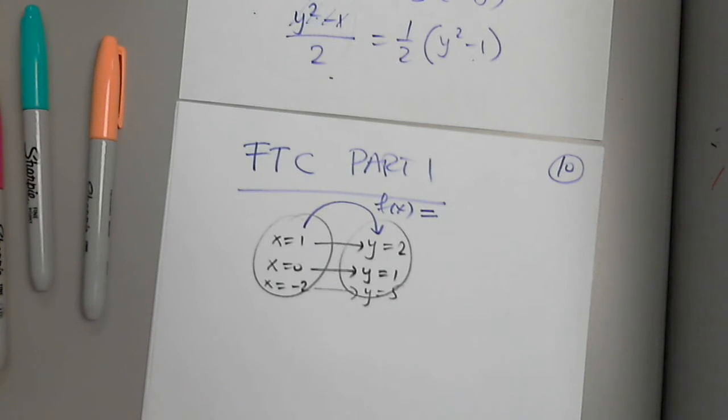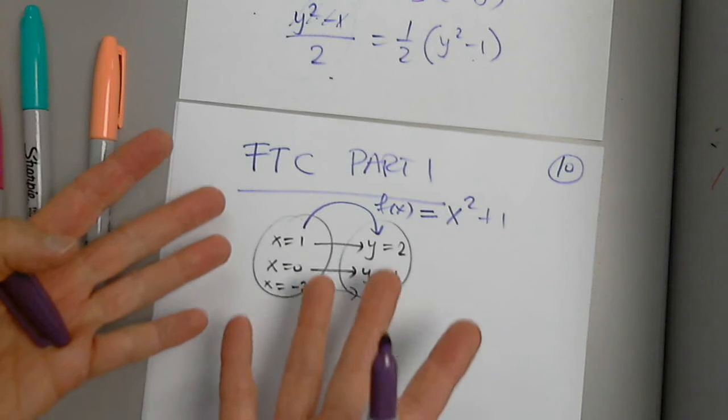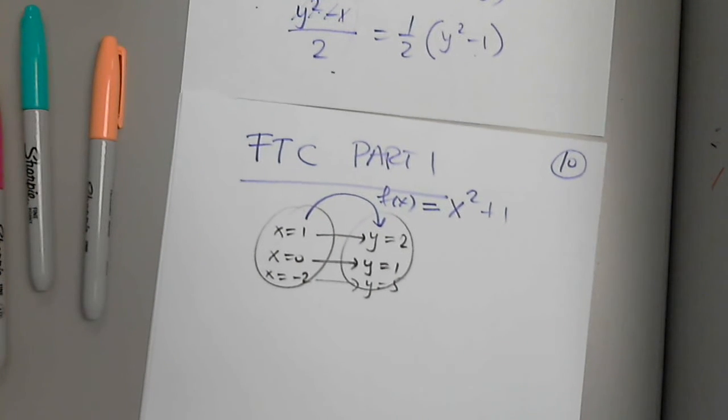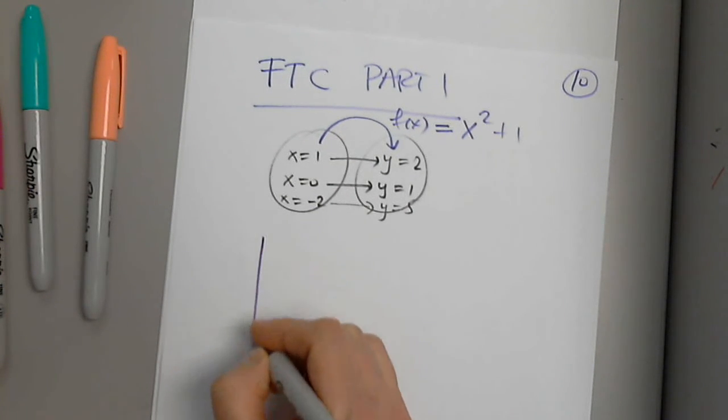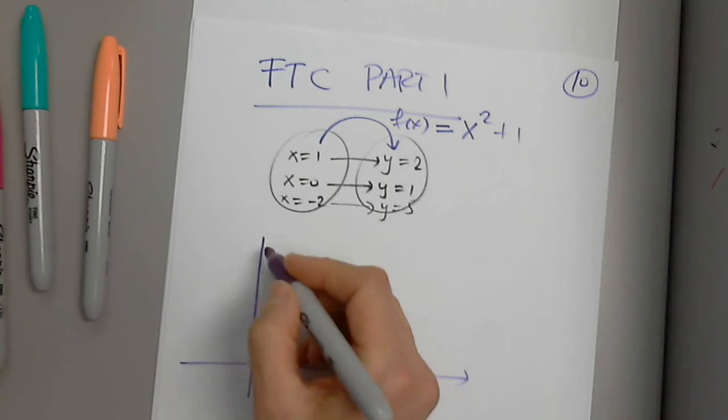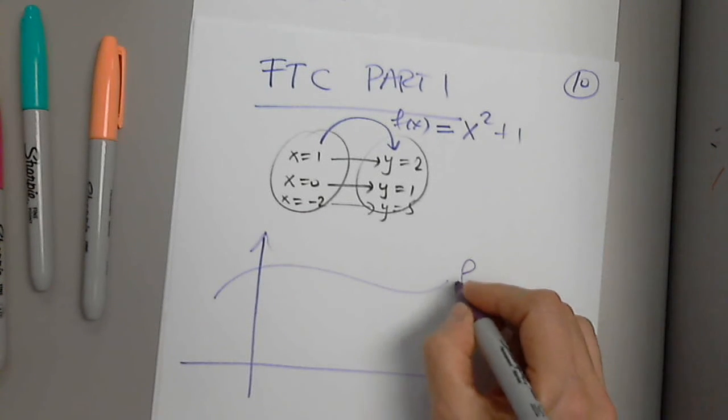X squared plus 1. Of course, our best friend, x squared plus 1. And you can say, what does this have to do with what we are trying to do? Just keep this in mind for a moment. Okay. So now, let's look at our function f of x.